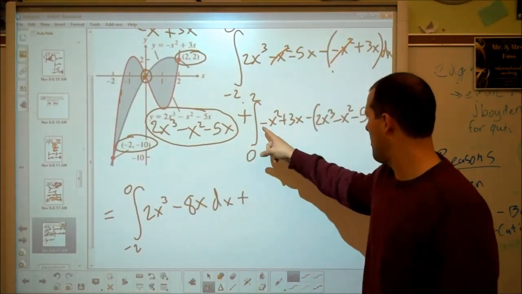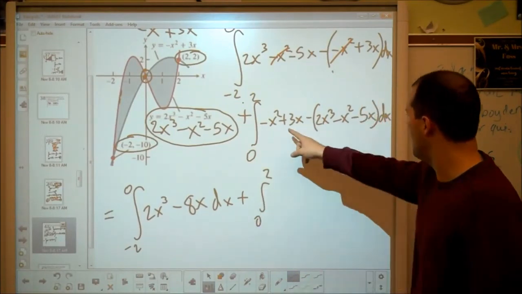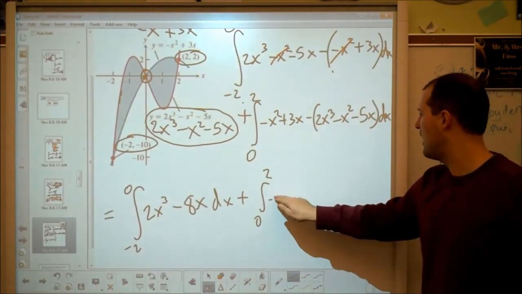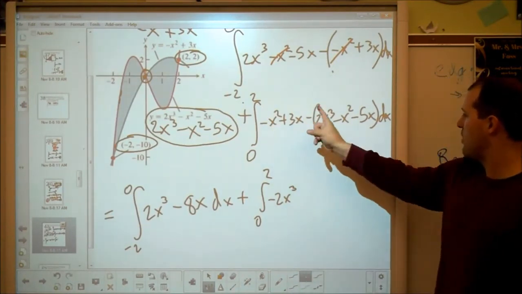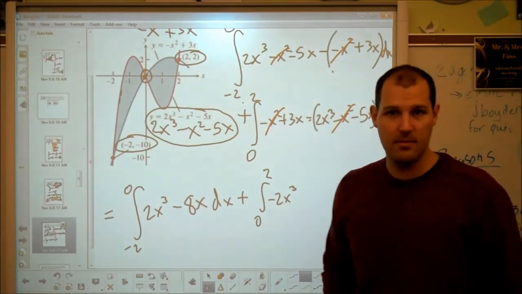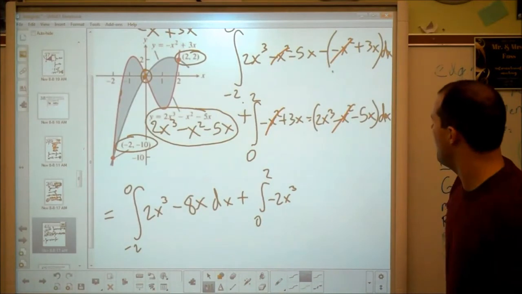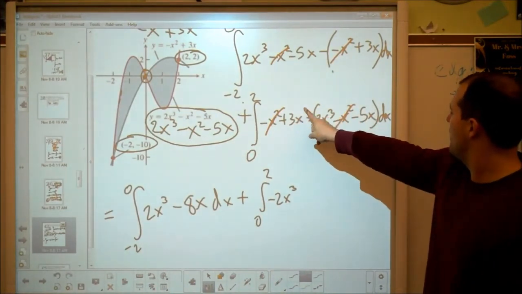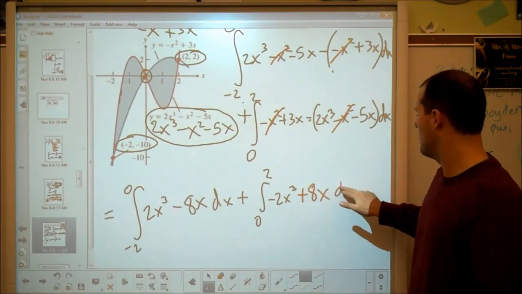Let's go to the next one. Now I'm on to my second integral, from 0 to 2, and same thing. So I have a negative 2x cubed. I've got minus x squared minus negative x squared, so those cancel out again, and that's not surprising. I mean, if they canceled out subtracting one direction, they should cancel out the other way as well. So no surprise there. And then I've got 3x minus negative 5x, so that would be plus 8x dx.